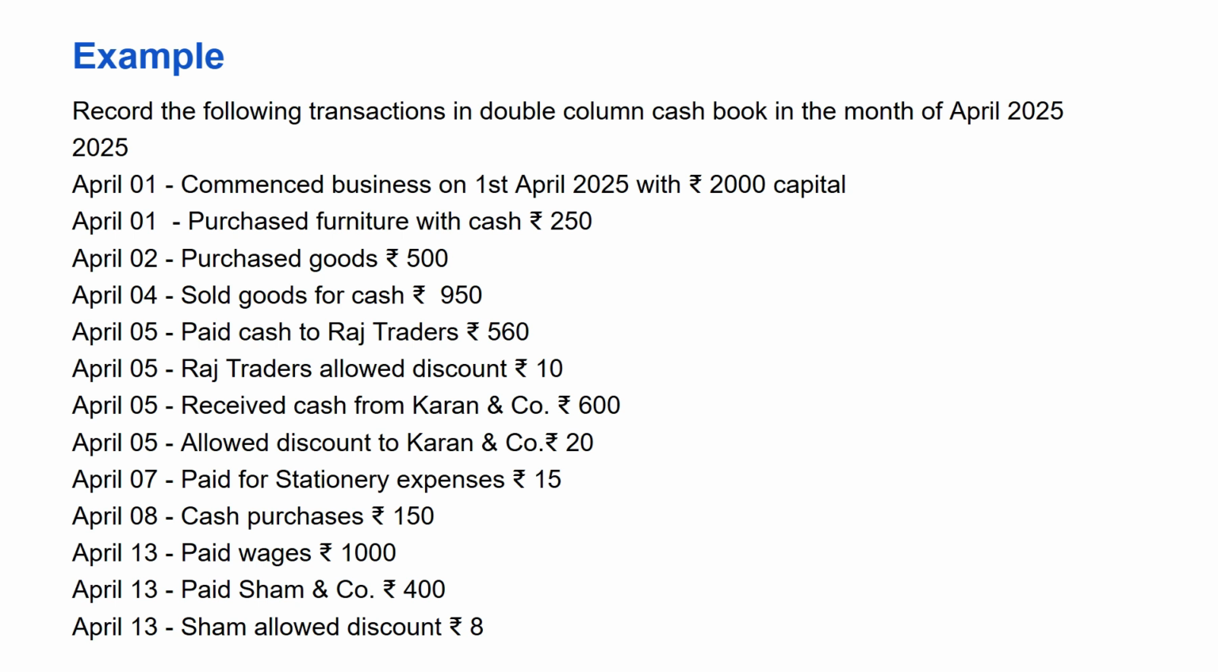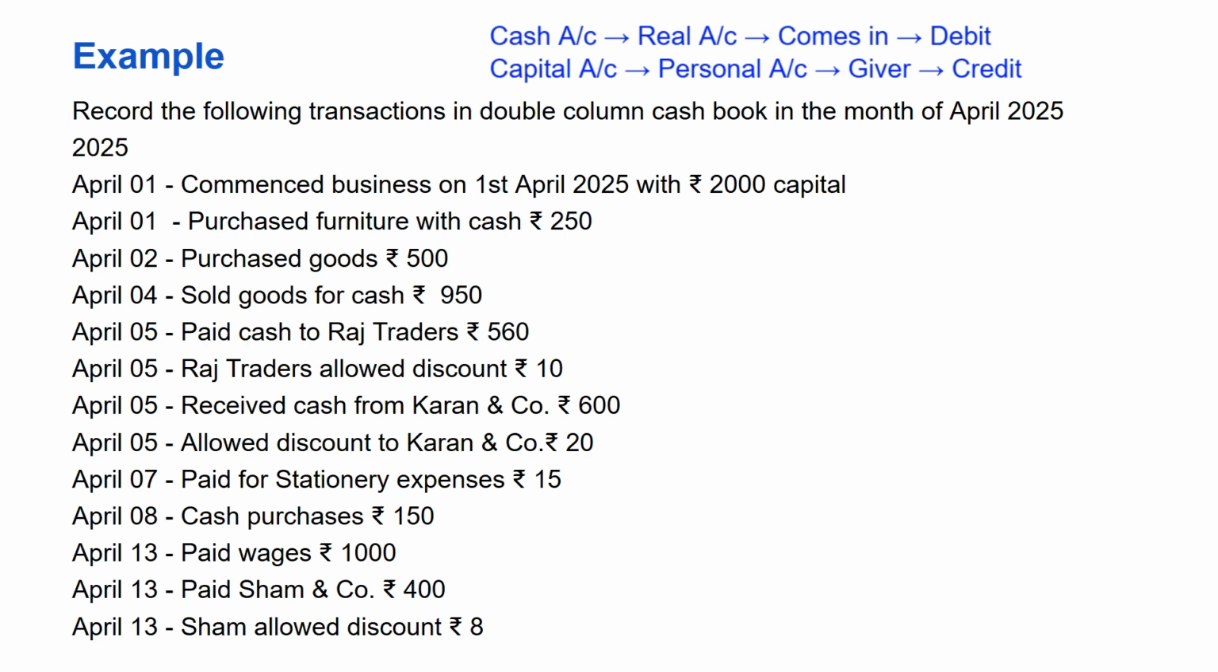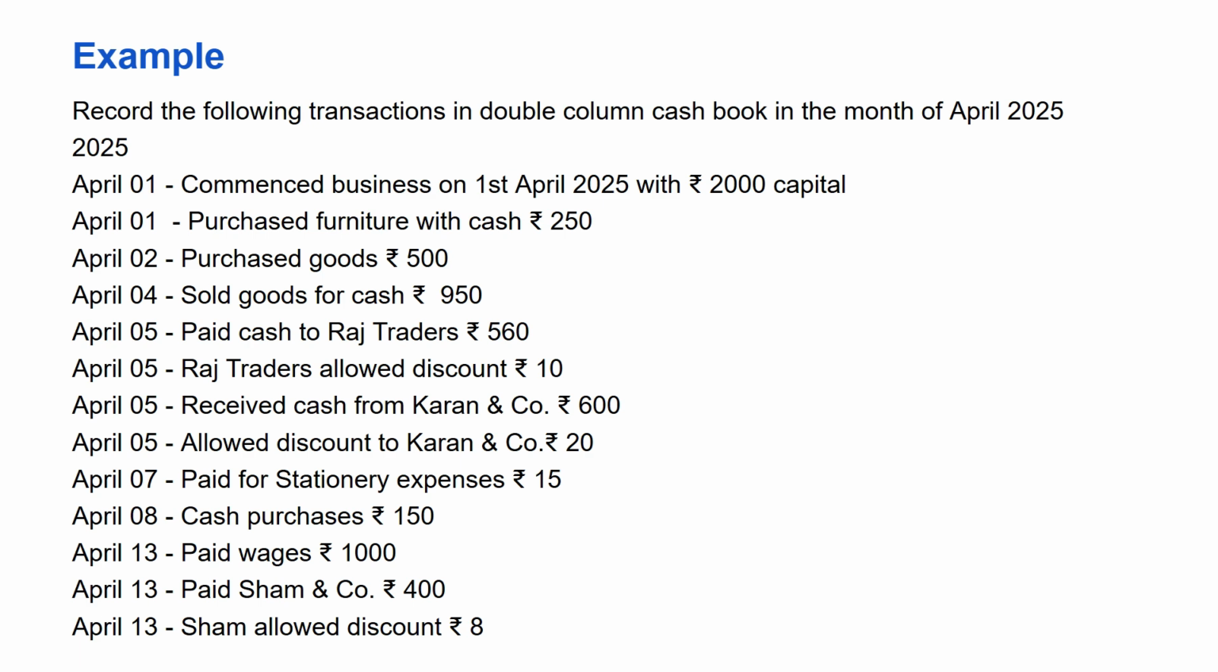Our first transaction is April 1st, commenced business on 1st April 2025 with rupees 2000 capital. Here the two accounts affected are cash account and capital account. Cash account is real account and cash comes in the business, so debit what comes in. And capital account is personal account and owner is the giver, so credit the giver. Let's see how we'll record it.